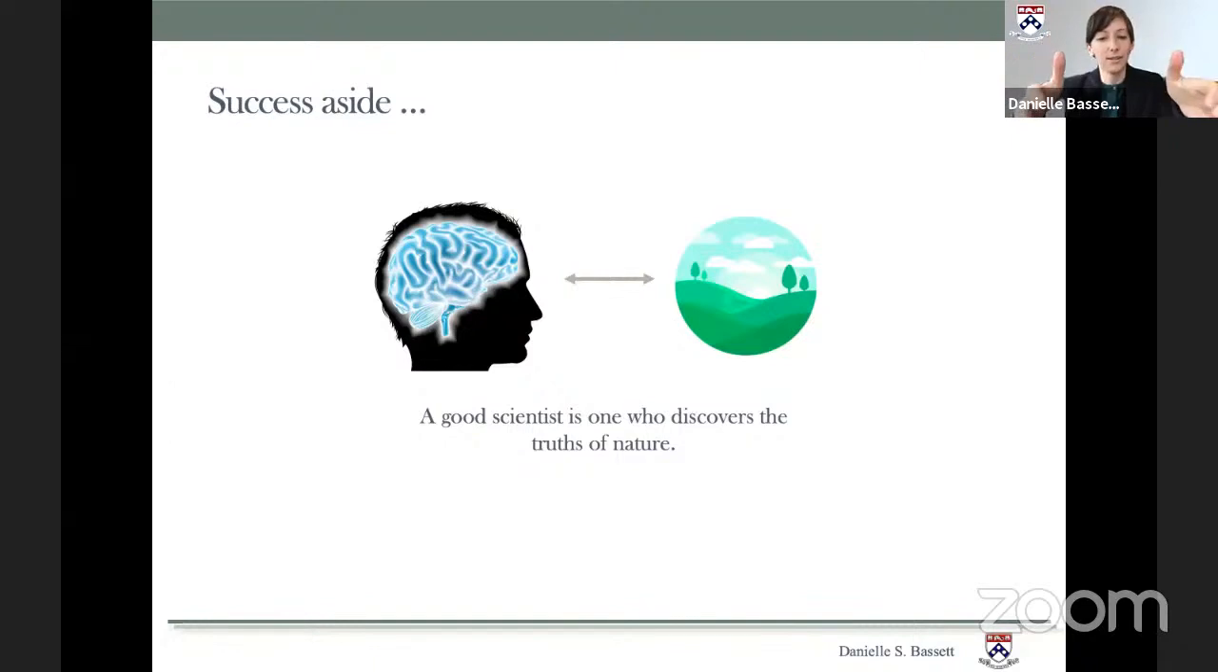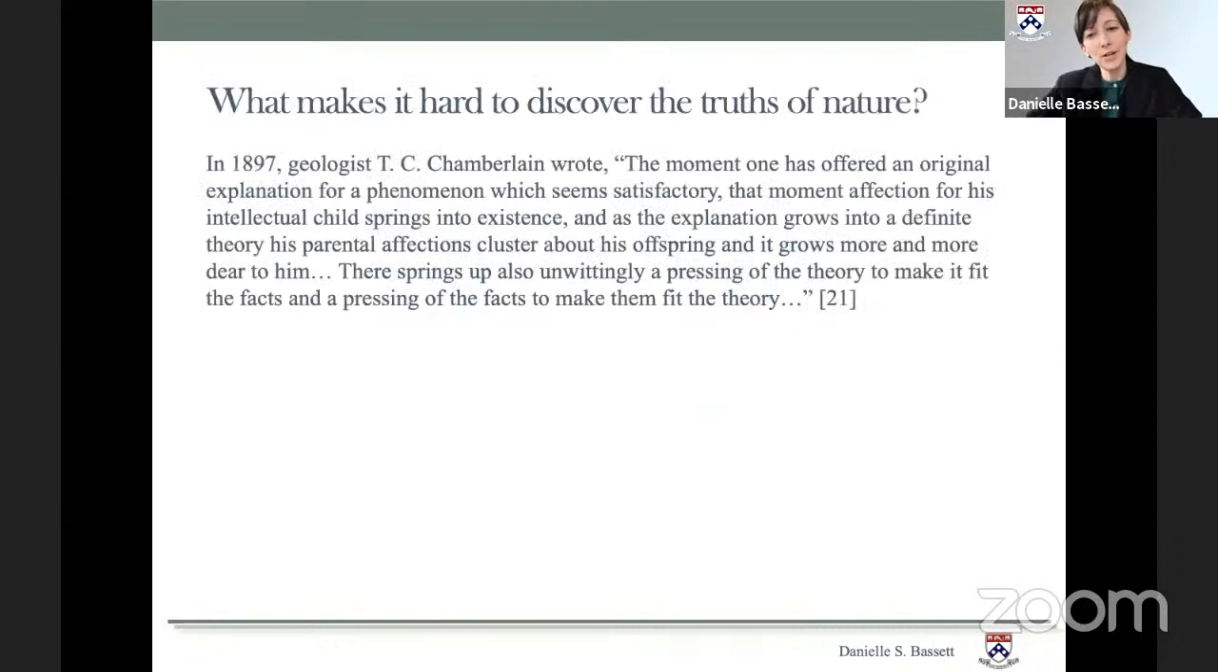Well, a good scientist is one who discovers the truths of nature. That's what we're here to do, right? Is to understand nature, to understand how to engage with nature, to discover the world around us. So a good scientist is one who can do this discovery. So what makes it hard then to discover the truths of nature? Why is it difficult to be a good scientist?